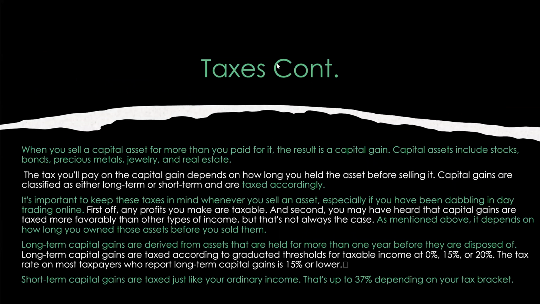When you sell a capital asset for more than you paid for it, the result is a capital gain. Capital assets include stocks, bonds, precious metals, jewelry, and real estate. The tax you'll pay on this capital gain depends on how long you held the asset before selling it. Capital gains are classified either as long-term or short-term. All right, those are the 2 different capital gains, long and short.